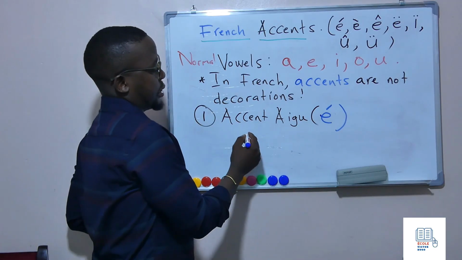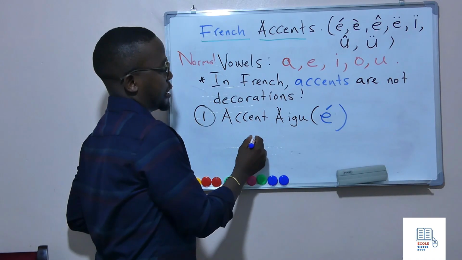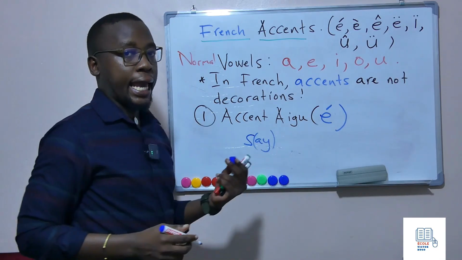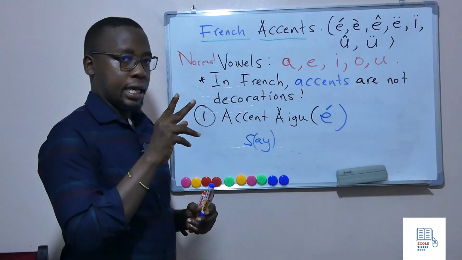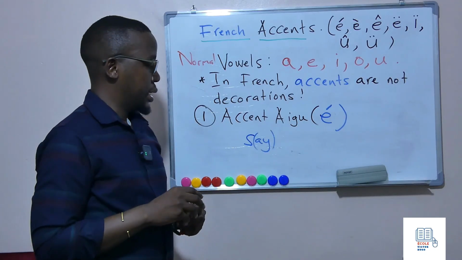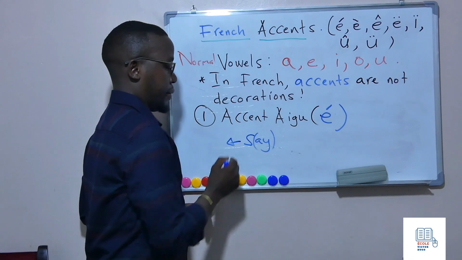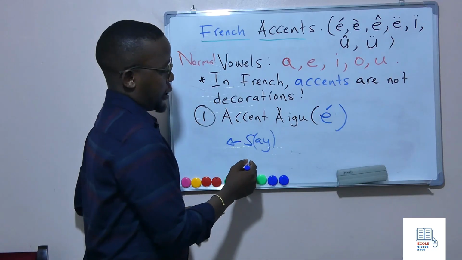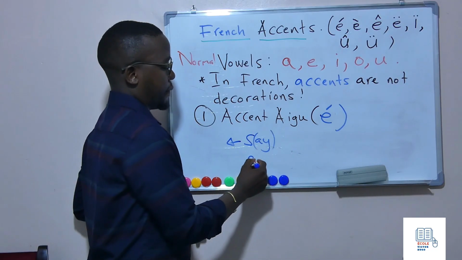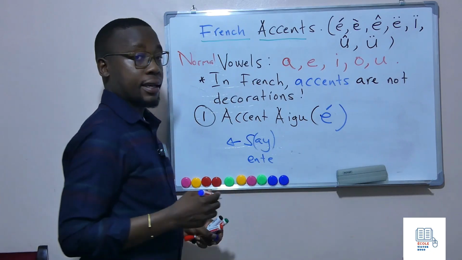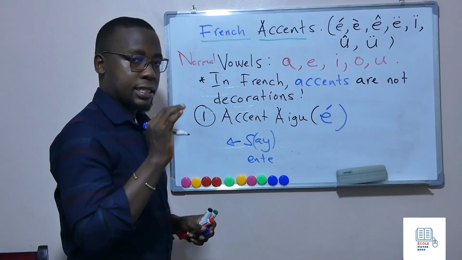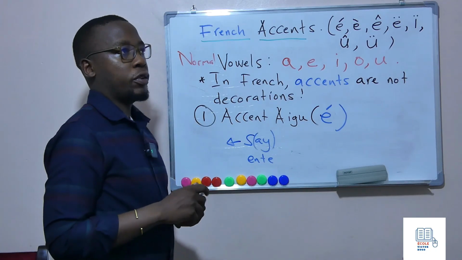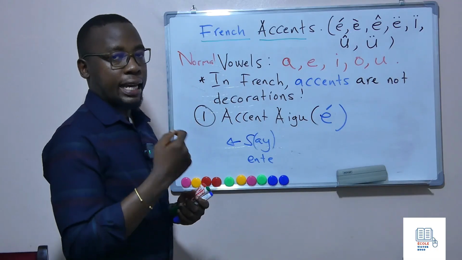Accent aigu is like, in English, the word say. It is A. Accent aigu is an instant A. Like in English, you say the word say, so it has that instant sound A. Just like in Luganda, the word ente, ente. So it is instant. It's not long. So it is used when you find a word with accent aigu.